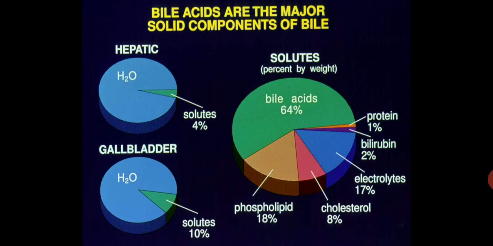Now the bile acids are the major solid components of the bile. Here hepatic bile is shown. In this, the solutes are 4% and water is 96%, and in the gallbladder the solutes are 10% and the remaining is water. Solutes present by weight: the bile acids are 64%, protein 1%, bilirubin 2%, electrolytes 17%, cholesterol 8%, and phospholipids 18%.